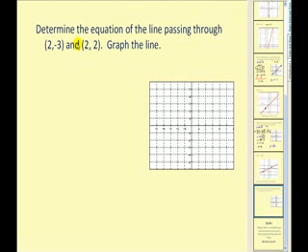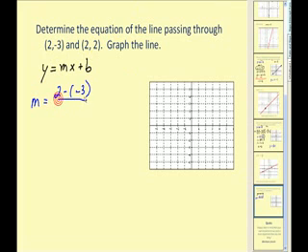Here's one last example. Determine the equation of the line passing through the points 2, -3, and 2, 2. Let's start by finding our slope. y2 minus y1 would be 2 minus -3 over 2 minus 2. Now this slope kind of blows up. We have 5 divided by 0. That's an undefined slope or no slope. So we have a little bit of a problem here.